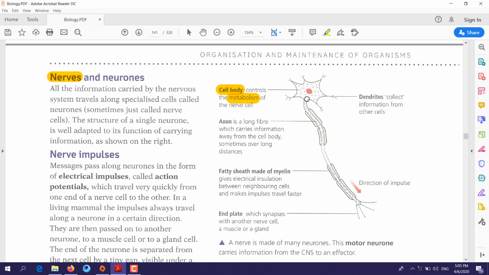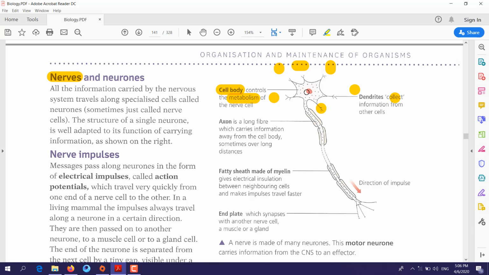The cell body, as you can see, if you look at these ends, they look like a tree, so we call them dendrites. It collects information from other cells. Here we will have many cells. The function of these dendrites is to collect information from cells. Then it collects the information.